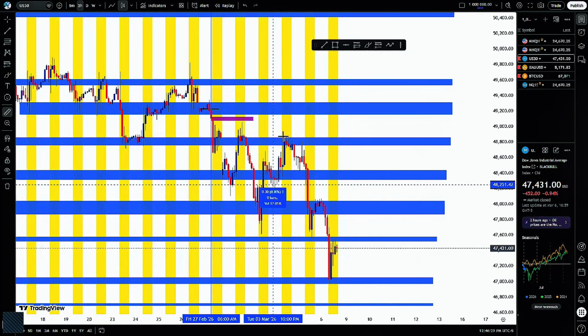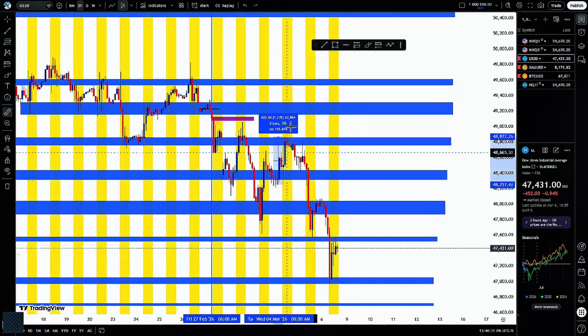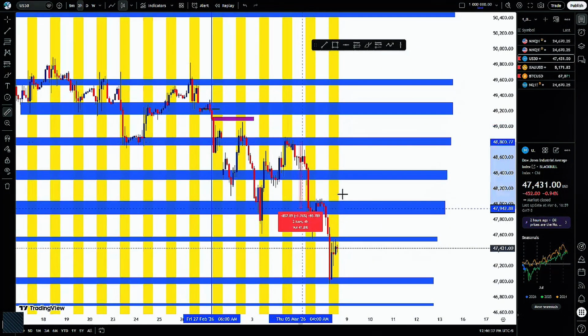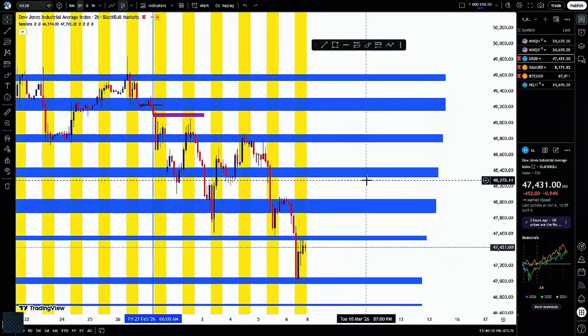You could have caught a trade here. You could have caught a trade here. You could have caught a trade from this zone again. You could have caught a trade from this zone again. So many trades. And I know my guys are killing it.